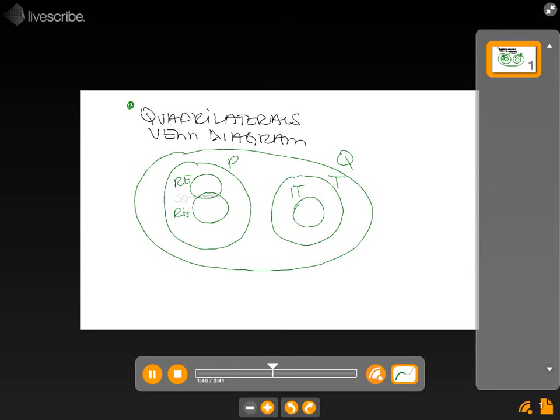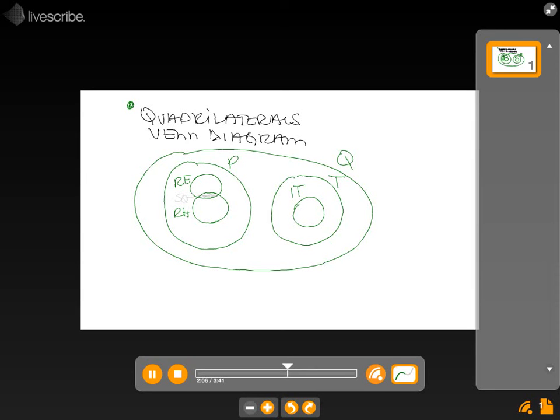Rectangles are parallelograms with four right angles. That's the only requirement. Parallelogram with four right angles. A rhombus is a parallelogram with four congruent sides. Okay? So those are the two groups. Right angles, or congruent sides, sorry.